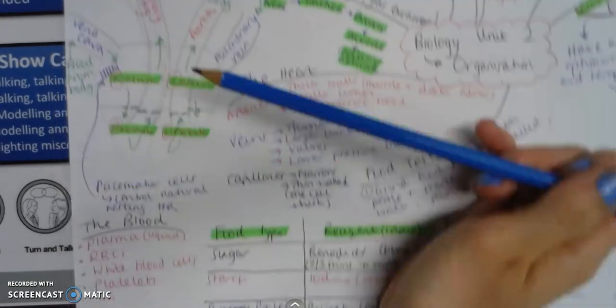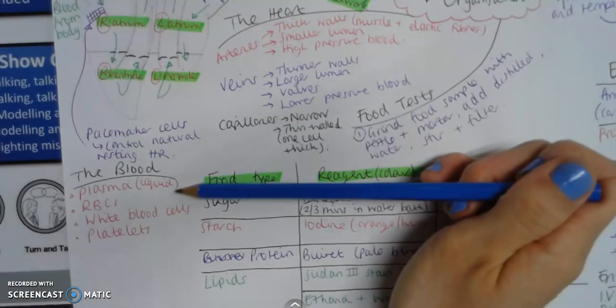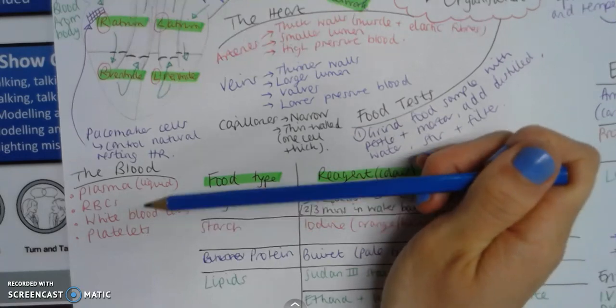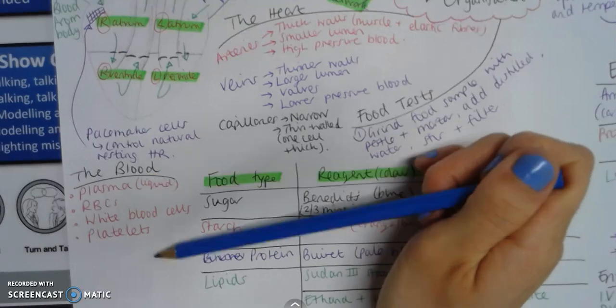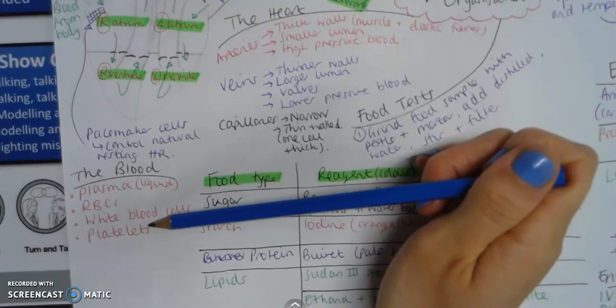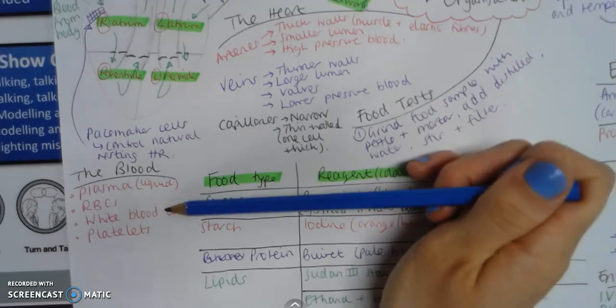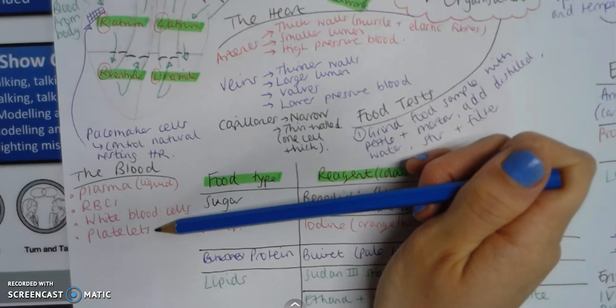Just really quickly then, thinking about the blood itself, it's made up primarily of red blood cells, white blood cells and platelets, and those are suspended in a liquid called plasma. Okay, so those are the 4 components of the blood that we need to know. Red blood cells carry oxygen around the body, white blood cells are really important for the immune response, and platelets help the blood to clot.